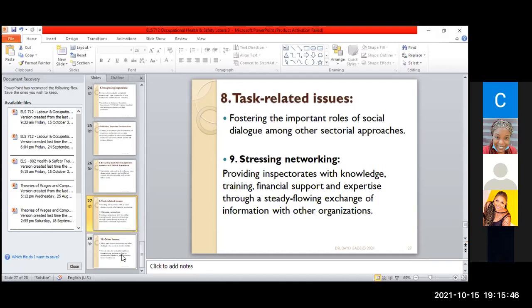So, providing inspectorates with knowledge, training, financial support, and expertise through a steady flow and exchange of information with other organizations. I love to refer to the Nigerian police. From time to time, you see people coming to their aid, individuals, organizations, and so on and so forth. We need to stress networking. All the people that matter that are related to these issues of inspection must be properly brought together.